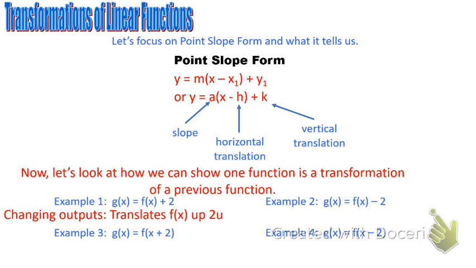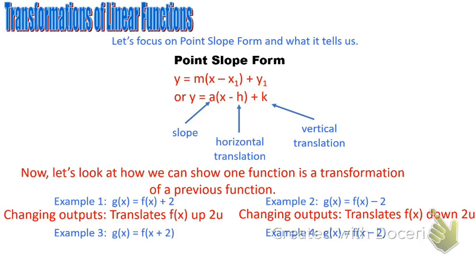Now look at example 2. Here, the new function g of x is the original function f of x minus 2. Again, we're taking and modifying the output f of x, but this time we're subtracting 2 from it. So it's still changing the outputs. The only difference is now we're translating down 2 units. Again, it's like having that k value.